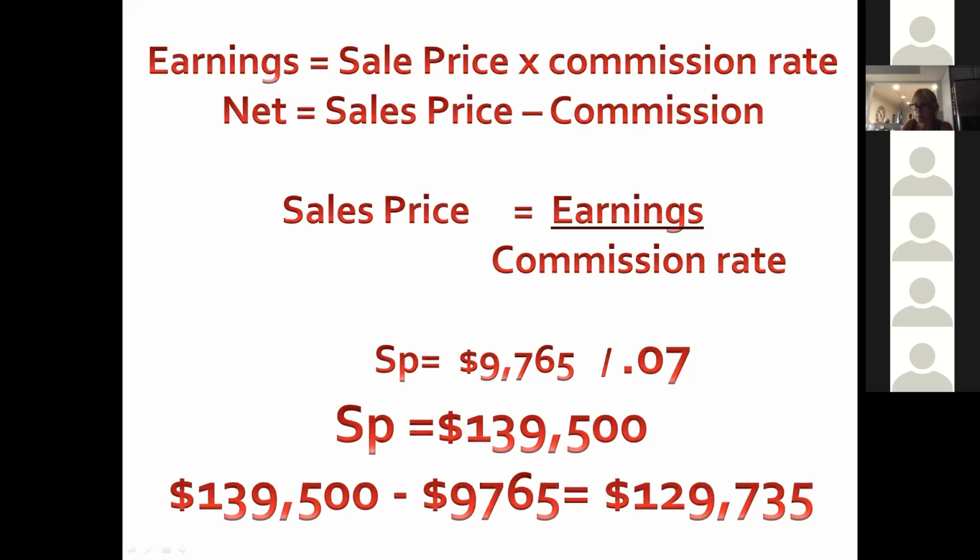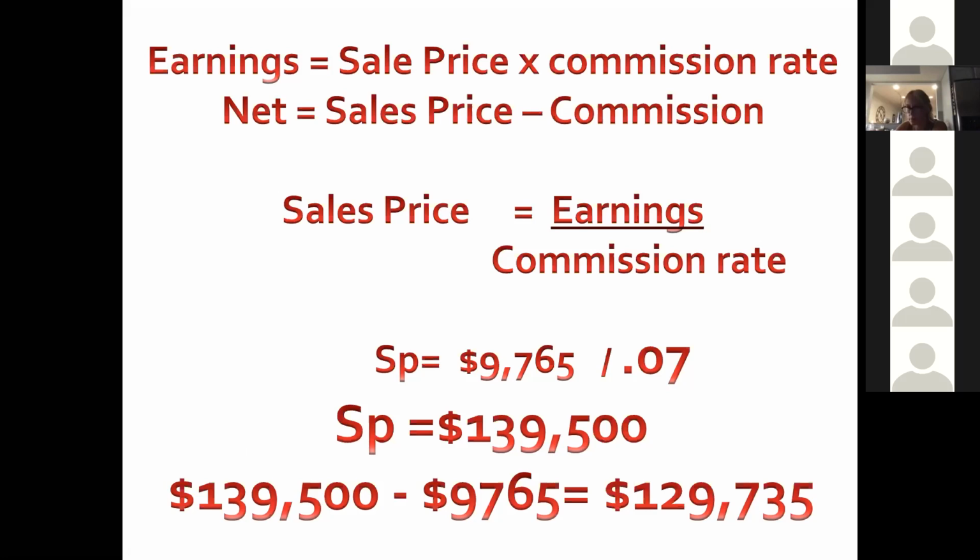And if we sold for $139,500, you've got to watch the question there. If we sold for $139,500 and we paid a commission of $97.65, how much did the seller walk away with? $129,735. This is a question that is also quite often on the test because it's a tricky question. The extra step of having to find out what the sales price was and then subtract the commission is the tricky part of it. So this is a tricky math question.